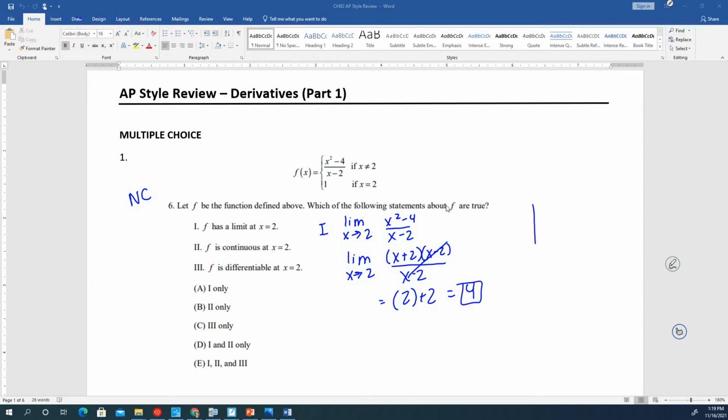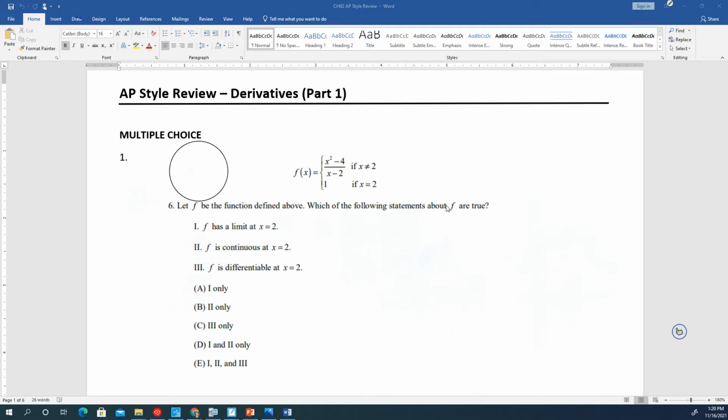So I don't know exactly what this looks like, but I know that as my function is approaching 2, the limit is 4. So it looks something like this, and I know that at 2 it's 1. Okay, so I have this removable discontinuity here. So there's a limit that exists, right? It's 4. Is it continuous? No. And therefore it can't be differentiable either. Okay, so that would be just I. Okay, good stuff. Good review. Next problem.